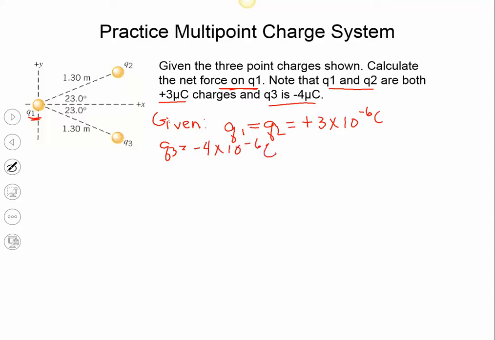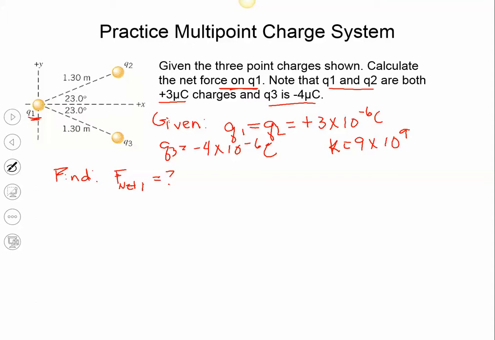6 coulombs. All right. Also remember that when we deal with our force problems, we need K, and K, I'm just going to use 9 times 10 to the 9th to make it easier. You'll be given that constant for the test, so whether it's 8.99 or 9, it doesn't matter. You use whatever you're given. All right. They're asking me to find the net force, F net on Q1.